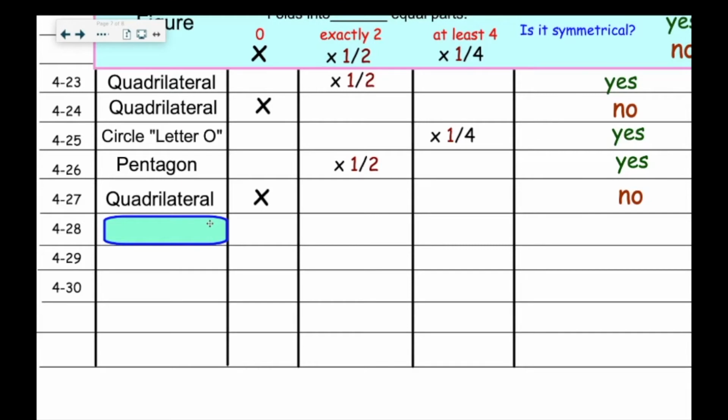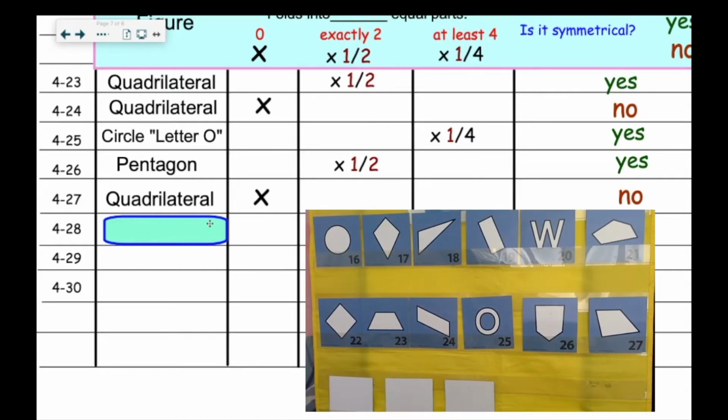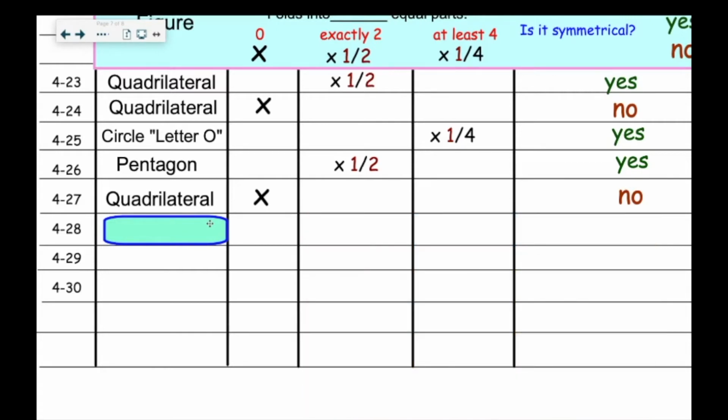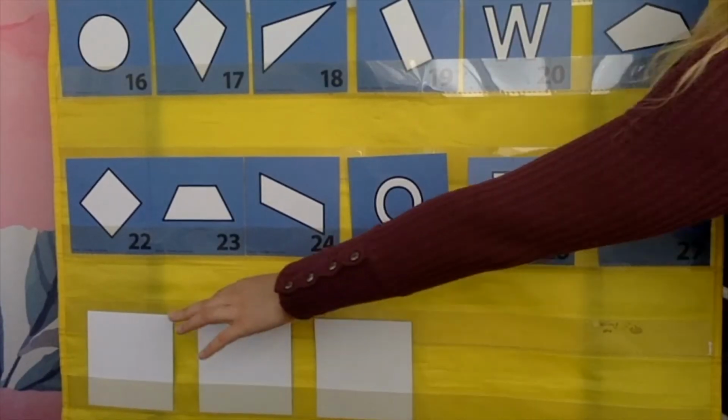Today we will have a 2D shape and I wonder what it's going to fold into. So you're going to take a look at the calendar cards and our observation chart and make a prediction about what you think today's shape will be and how many equal parts it can fold into, if it can fold into any. When you have your prediction, make sure you share it with someone. Let's reveal.